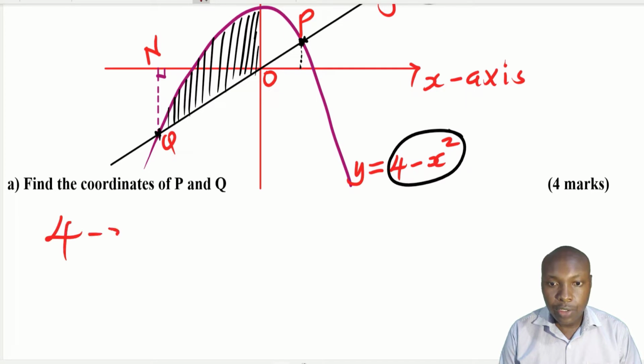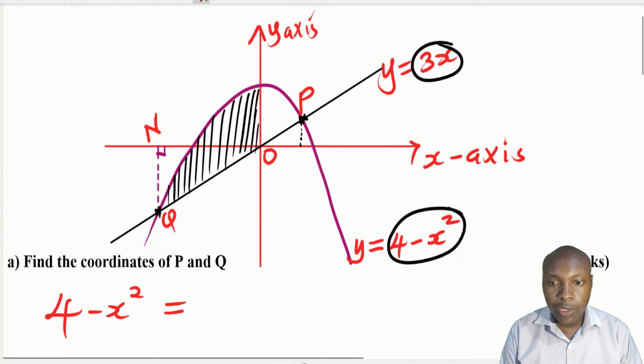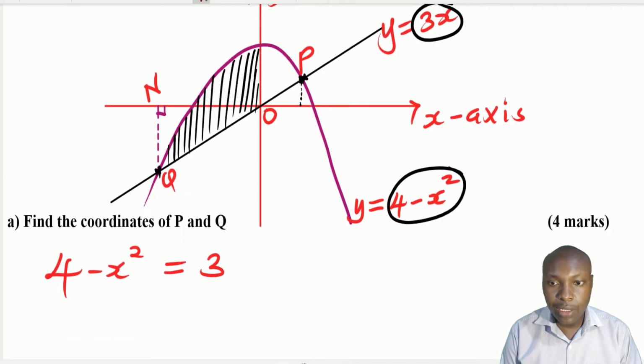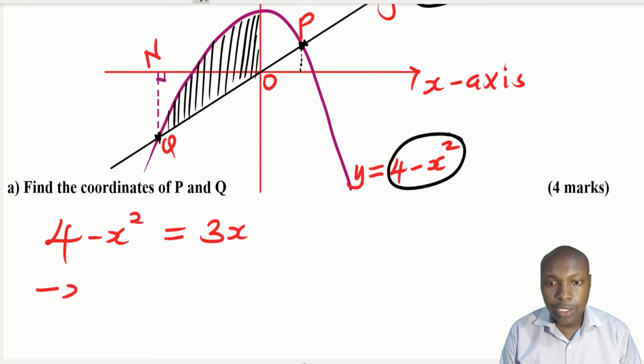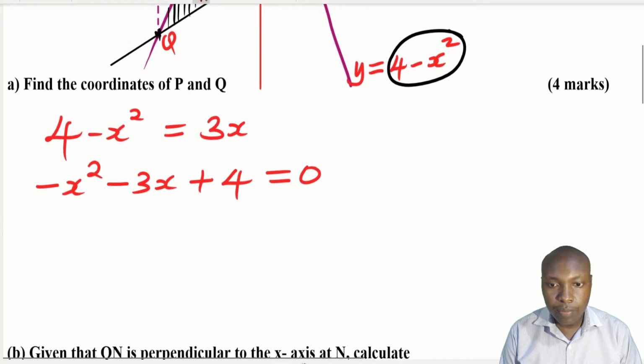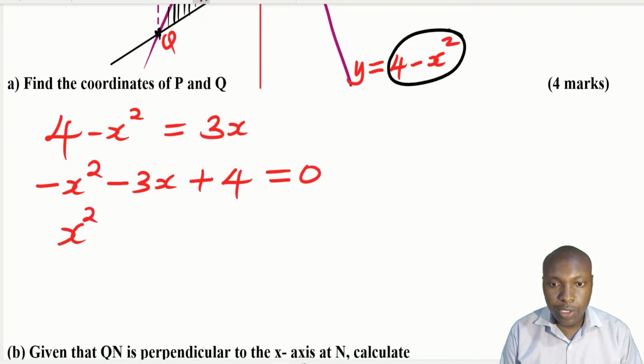values, the functions, and then we solve for x. Both of them are functions of y, so we take the right hand side of the equation and equate. That will give the point of intersection of the two curves. Solving these, organizing this to form a quadratic equation and then dividing everything by negative, you get x² + 3x - 4 = 0.